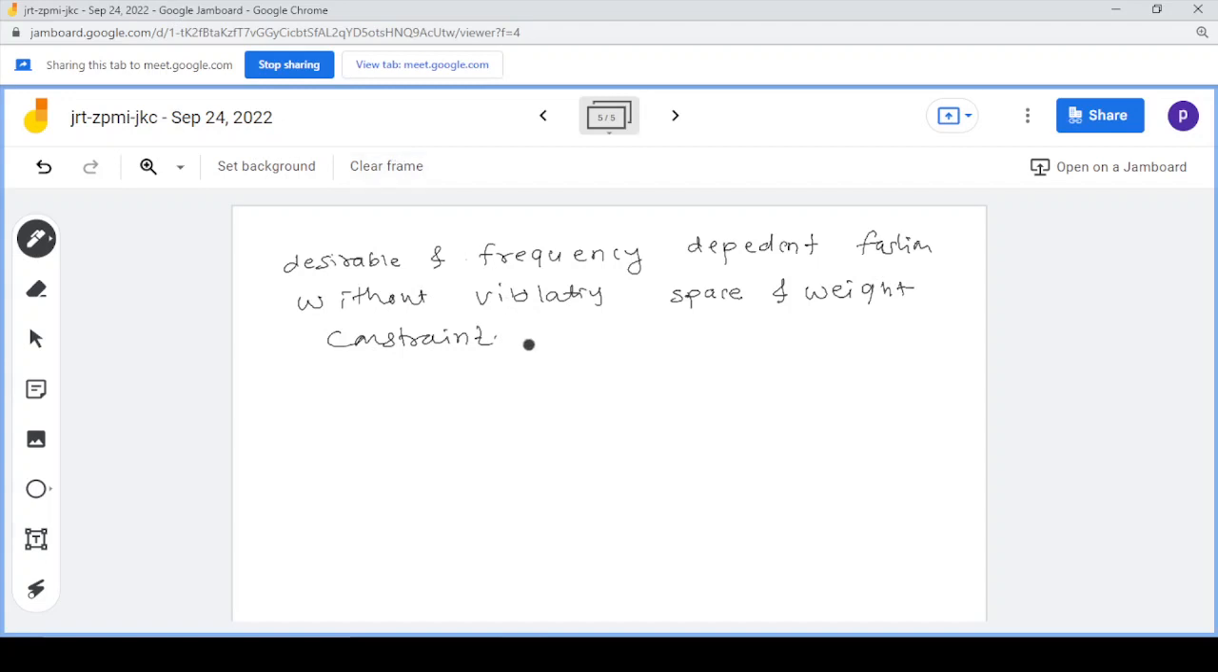Constraints imposed by particular application.